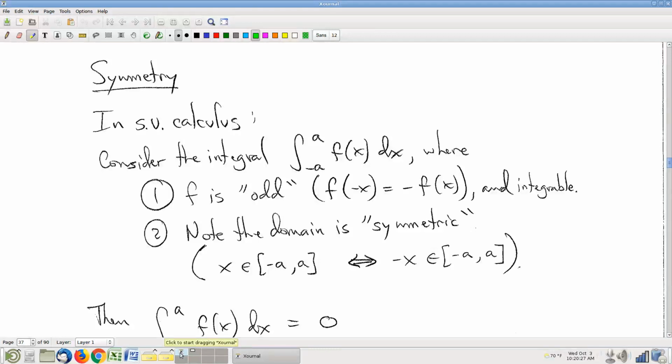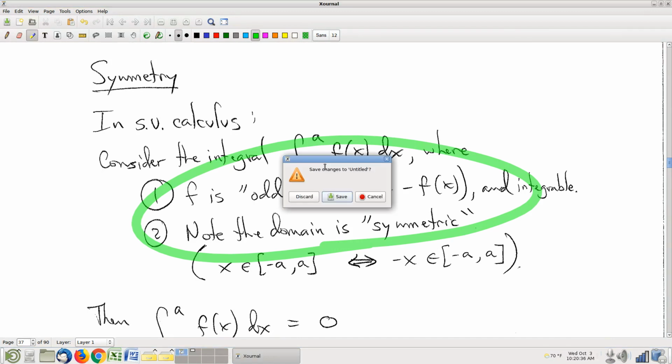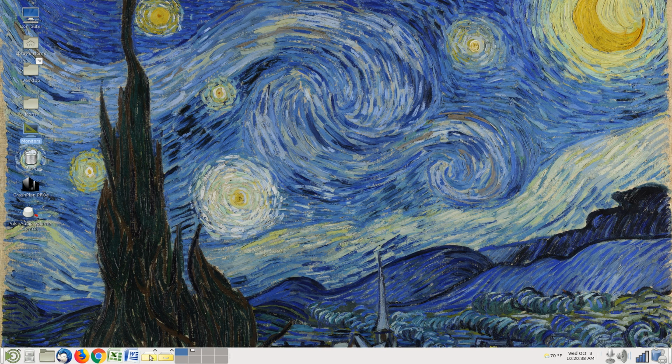Right, so here's what we were talking about last time. We're talking about symmetry, and I always forget to check that. Two seconds, let me pull this up again.